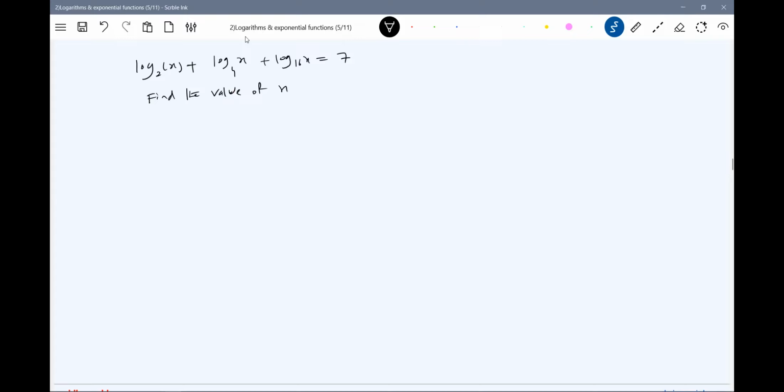How to find this one? Here I will convert to the base 2. So log 2 to the base x, log 4 to the base 2, this will be log x to the base 2 by log 16 to the base 2. This everything is equal to 7. This I can simplify further.